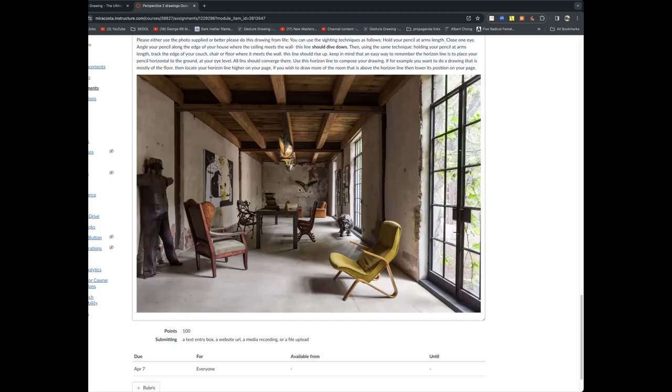So why is this important? Well, it's important because I want to figure out where to more or less put my horizon line in my drawing. So I'm going to change back to the page.